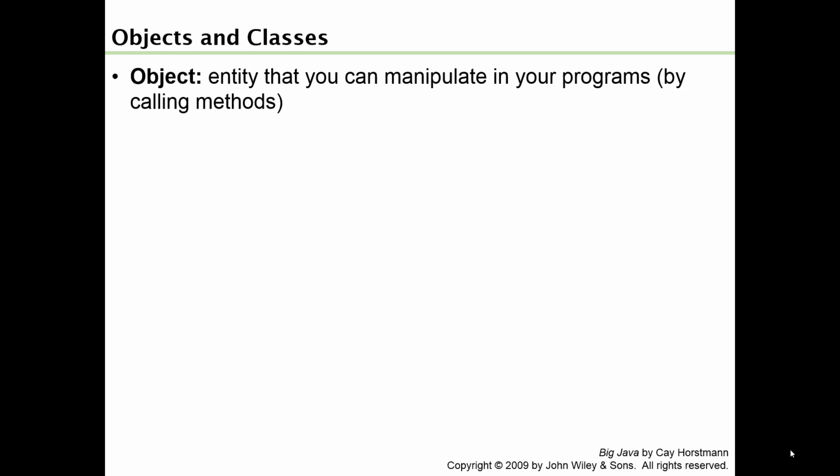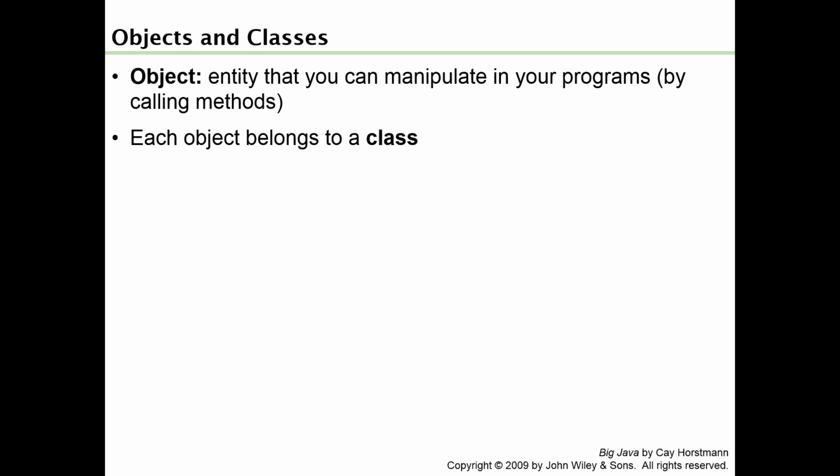Alright, so looking at an object. An object is an entity that you can manipulate in your programs by calling things called methods. Now each object that you create belongs to a class. You can think of a class as a type of thing, a group of things that share like characteristics. Like, a car typically has four wheels, has a motor, and you can drive it.